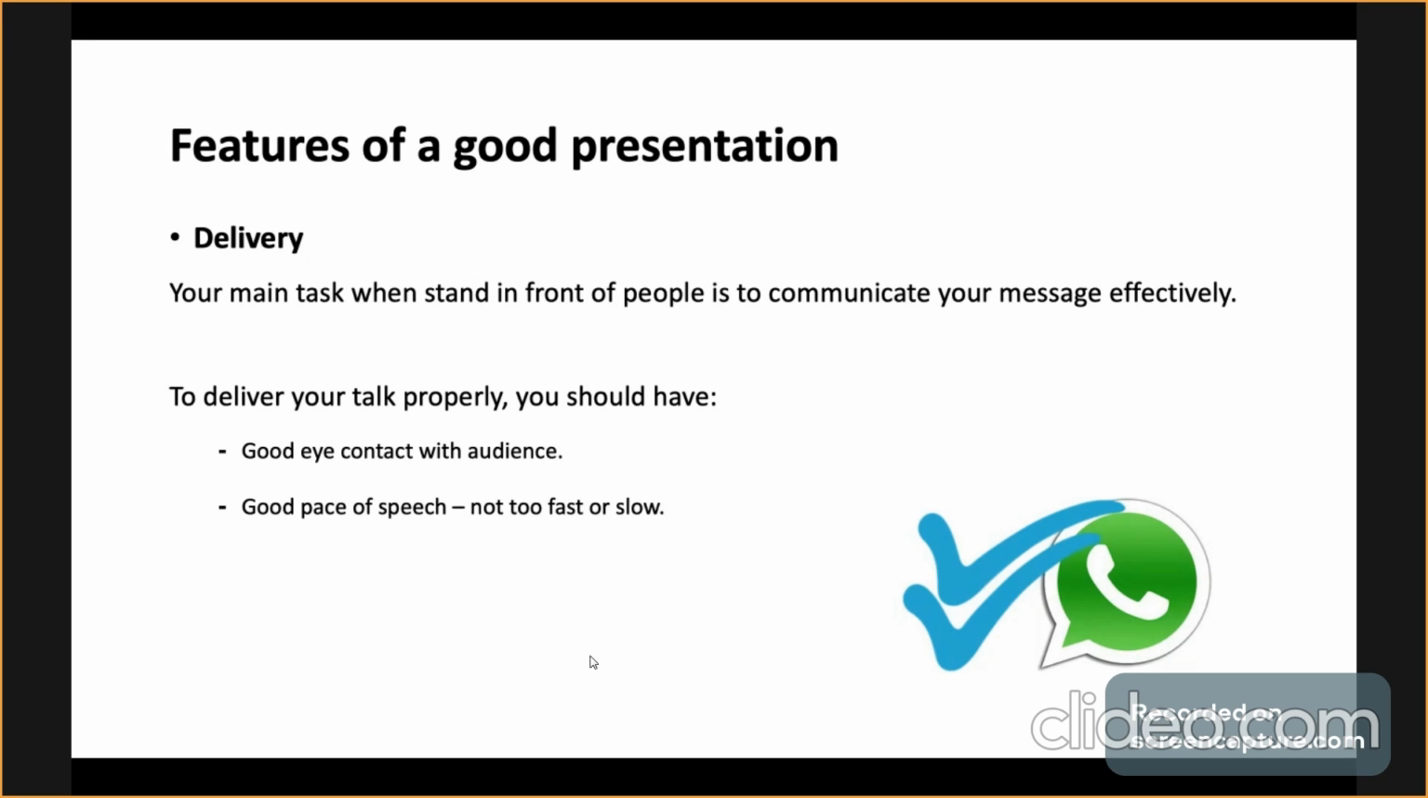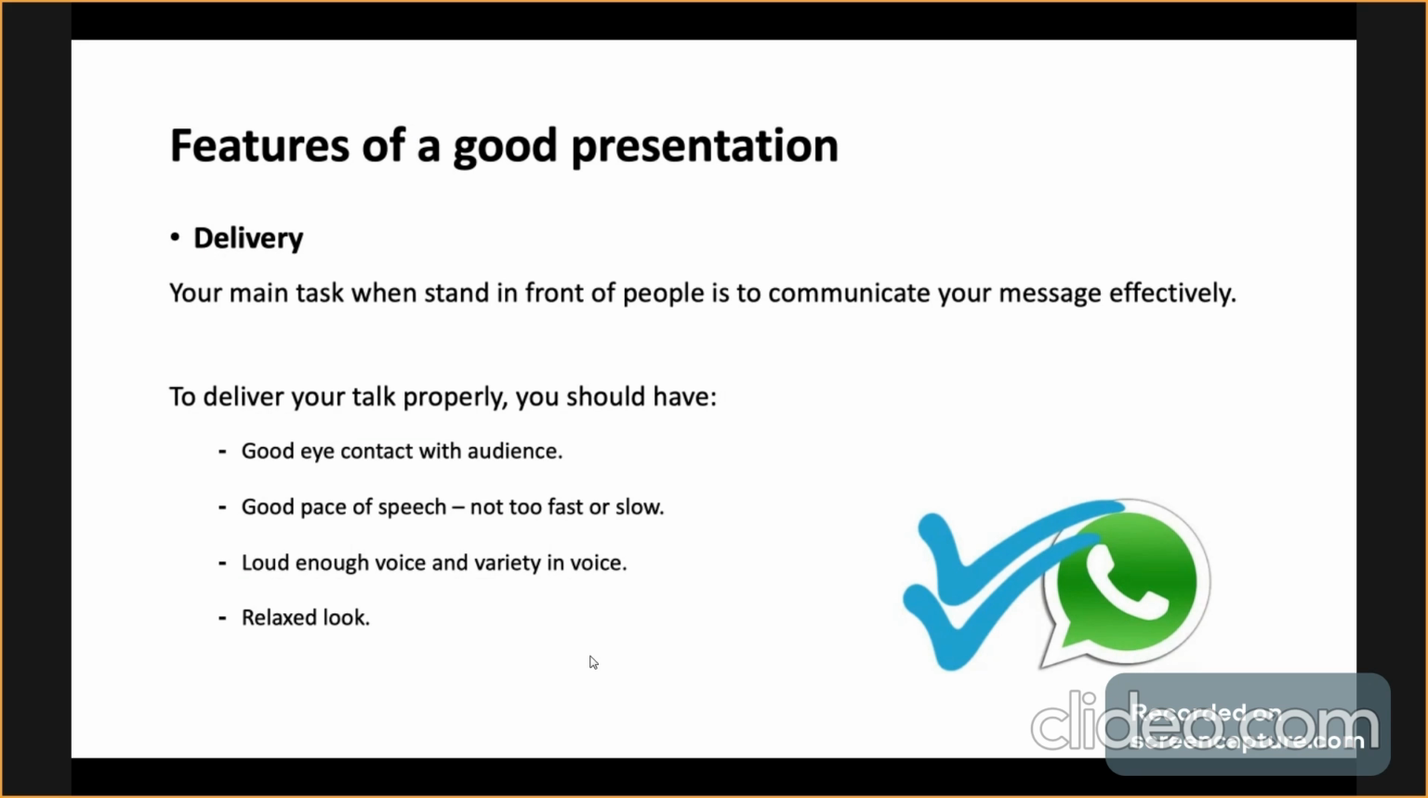Also, use different tones of speech. So don't use the same tone during the whole talk. When you mention very important ideas, give a louder sound or voice, for example. So based on the importance of the idea, based on the topic that you are mentioning.